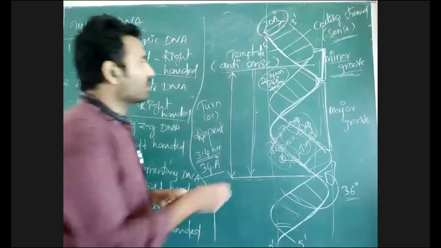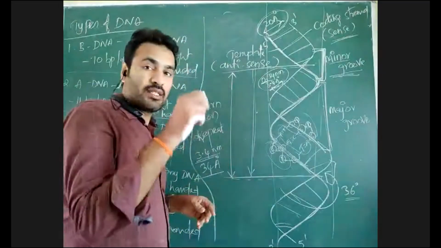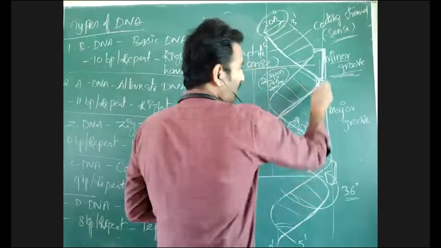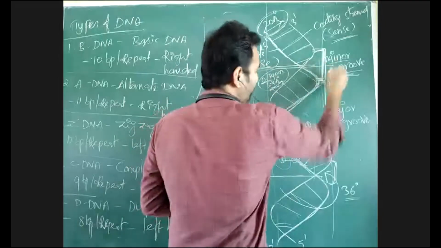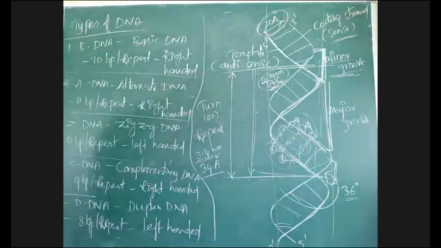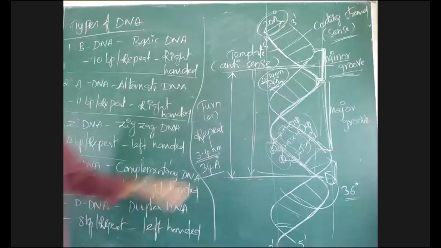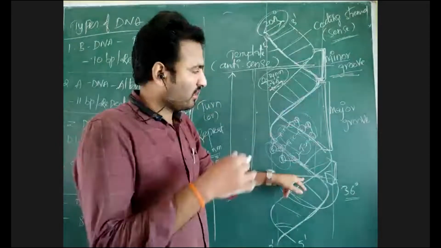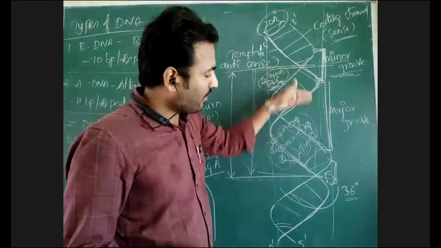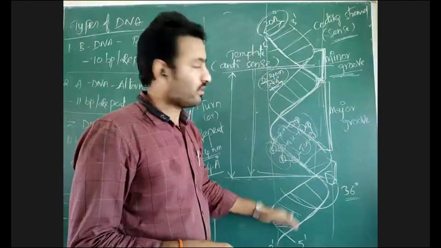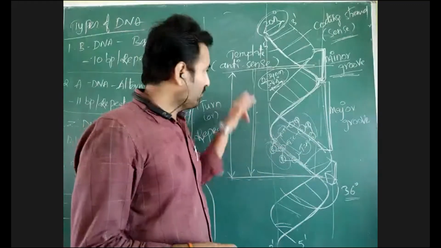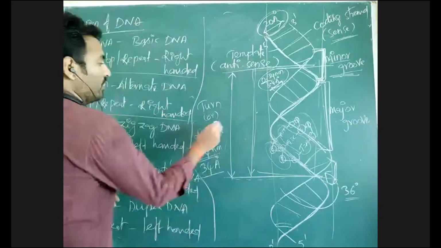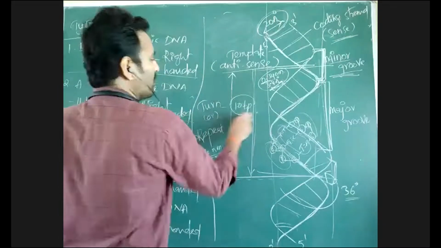Somebody asked, explain repeat, sir. What does repeat mean? This is one minor groove, this is one minor groove, this is a major groove. The distance between two minor grooves, or the length of DNA between two major grooves, is a repeat. That repeat has 10 base pairs.